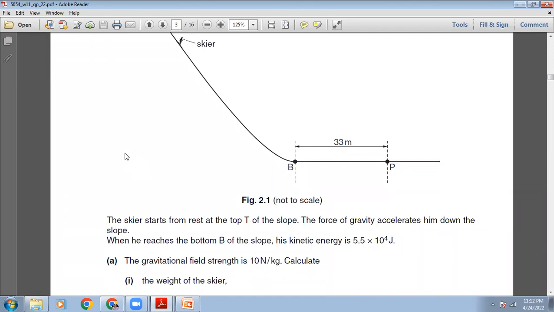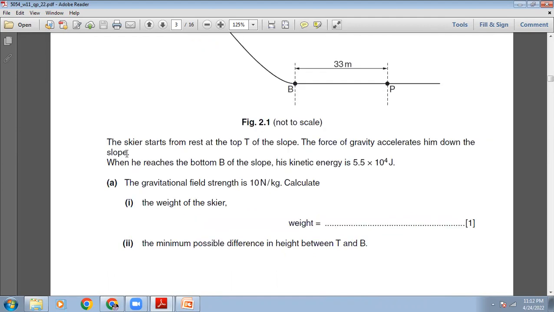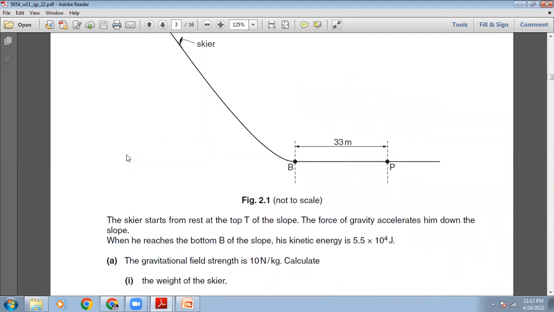The skier starts from rest at the top T of the slope. The force of gravity accelerates him down the slope. When he reaches the bottom B of the slope, his kinetic energy is 5.5 × 10^4 joules. The gravitational field strength is 10 newtons per kg. Calculate the weight of the skier.